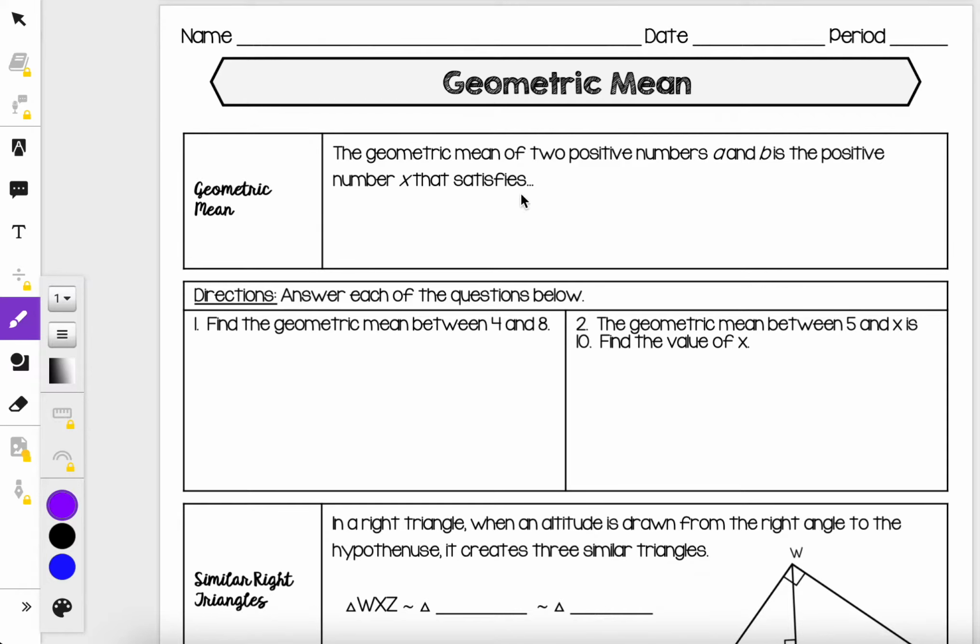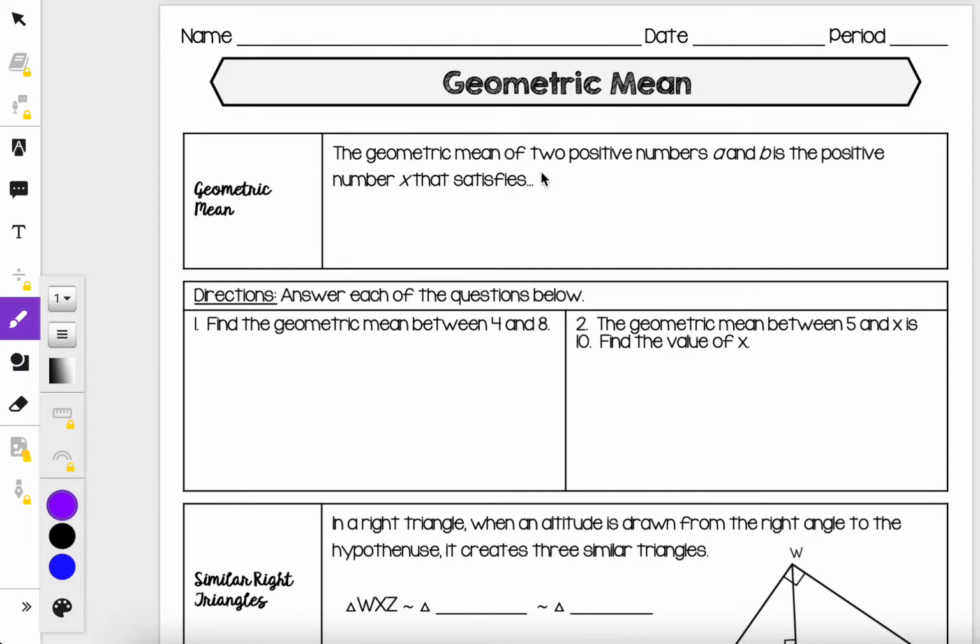Today's lesson is on geometric mean. Geometric mean is a special type of proportion that we are going to learn about, and we're going to see how this relates to right triangles, how it creates similar right triangles.